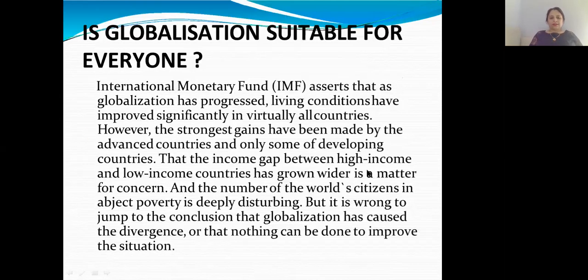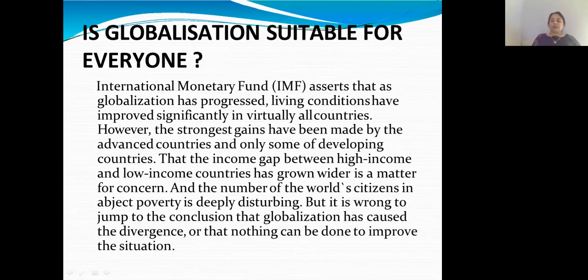So let us understand, is a globalization structure really suitable for everyone? The International Monetary Fund asserts that as globalization has progressed, living conditions have improved significantly in virtually all countries. However, the strongest gains have been made by the advanced countries, and only a few developing countries have gained from globalization. The economic income gap between high income and low income countries has been growing wider.